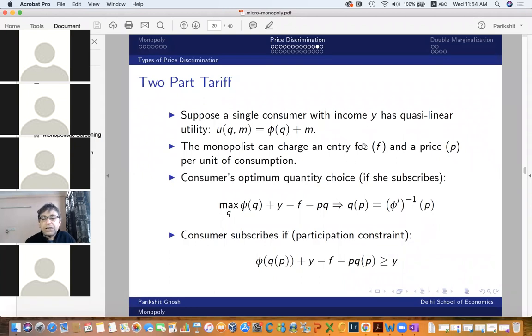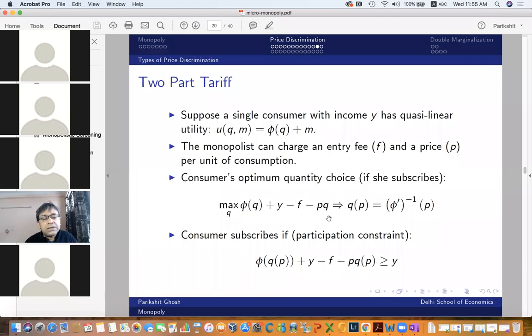So suppose the consumer has decided to pay the entry fee and become a member. Then the entry fee becomes a fixed cost. You've already paid it, you'll not get it back. Even if you don't buy anything at all, that fixed fee is gone, right? So it's not going to influence your decision about how much to consume once you've become a member. This is of course assuming a rational consumer, one who is not susceptible to the sunk cost fallacy, et cetera.